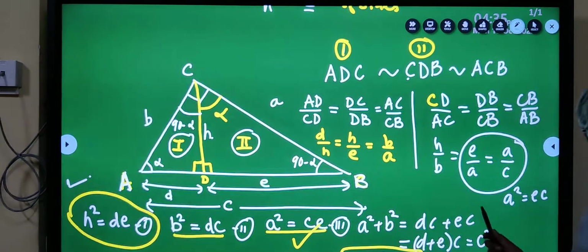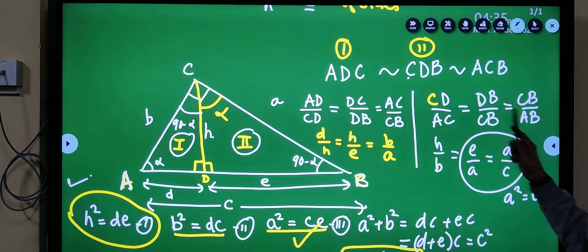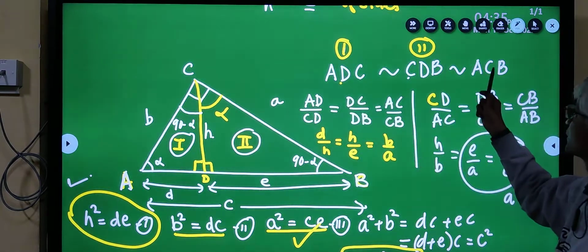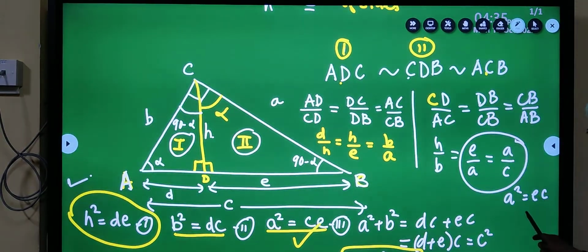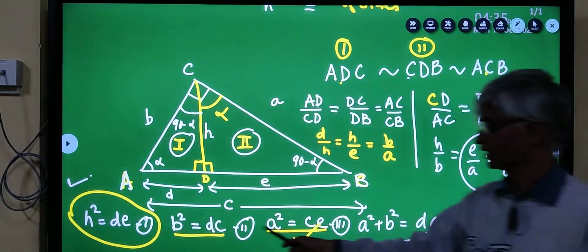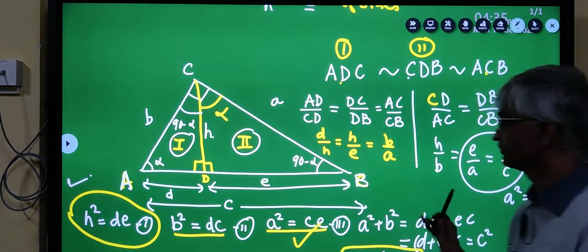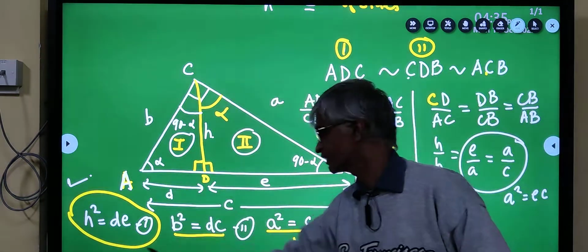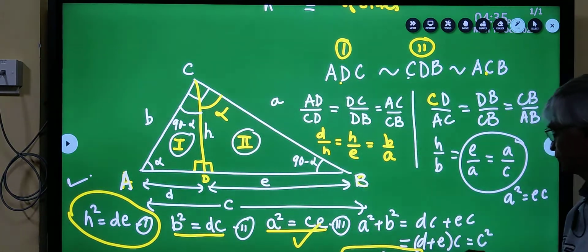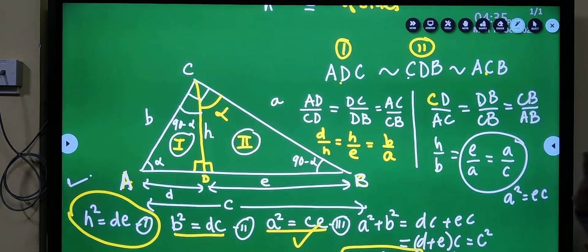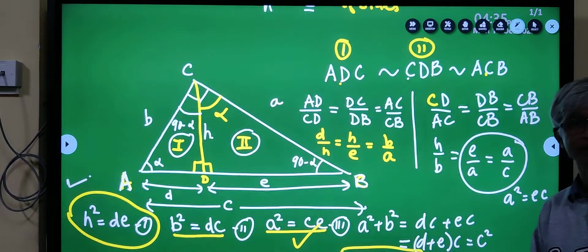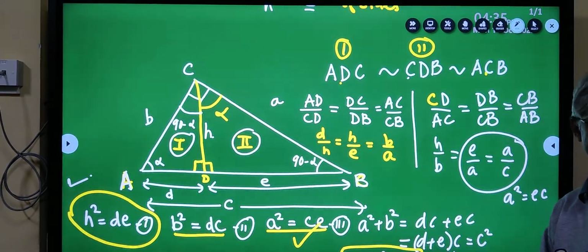Now I'm not going to do the last step. The last step is that this triangle is similar to this triangle, and trust me, you will get the last formula, which is B square is equal to DC. And with that, we have got all the three interesting formulae and of course the Pythagoras theorem. So this was the first example of the magic of similar triangles.